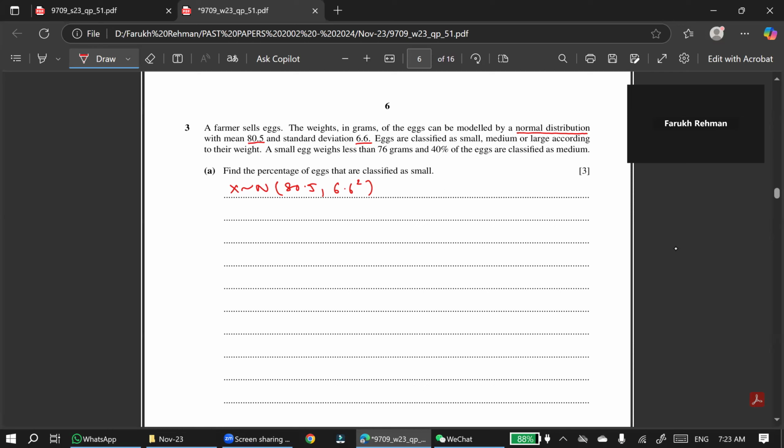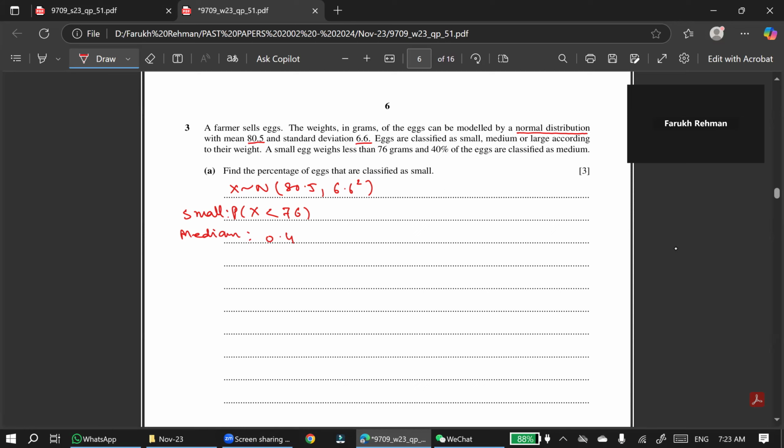A small egg weighs less than 76. Probability of X less than 76. This one is the probability for small, and 40% of the eggs are classified as medium. So for the medium, the probability is 0.4. Now we will find out the probability for small.